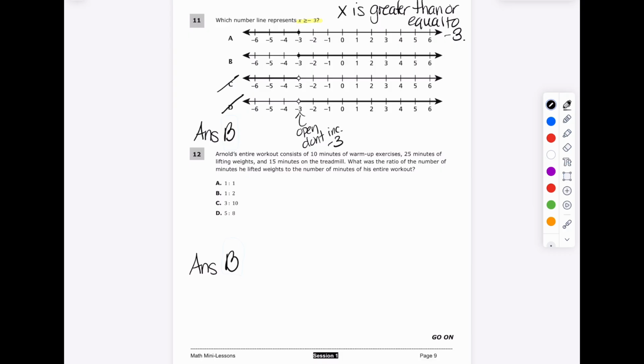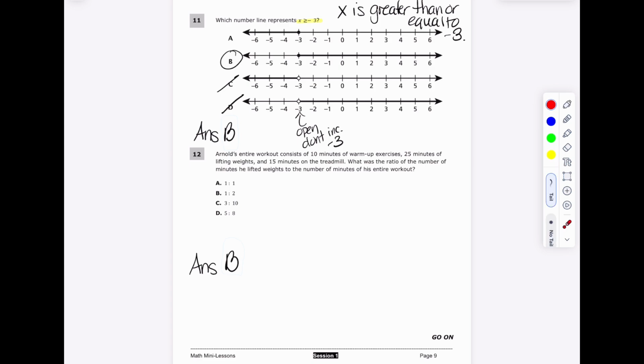Okay, so again, I want it can be equal to negative 3 and all the numbers bigger than negative 3. So all the numbers bigger than negative 3 are all of these numbers. So that's why B is the answer.